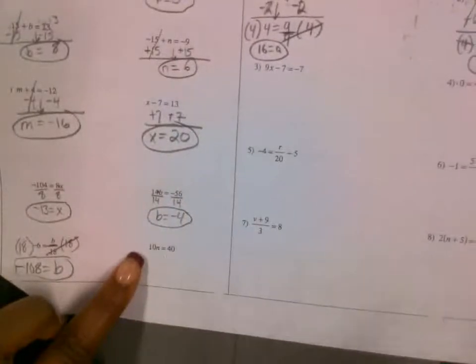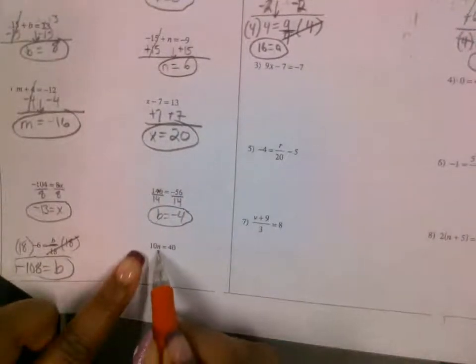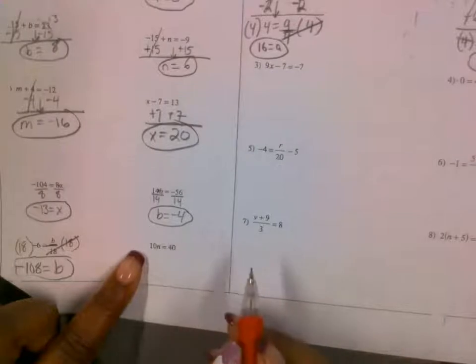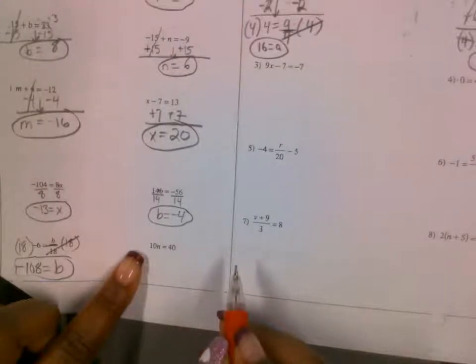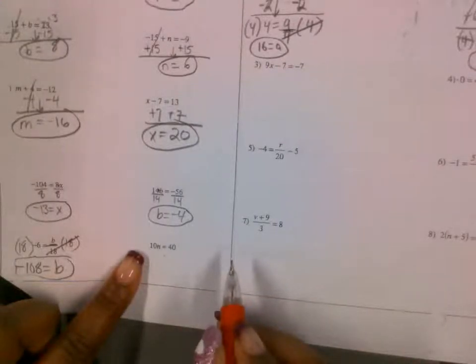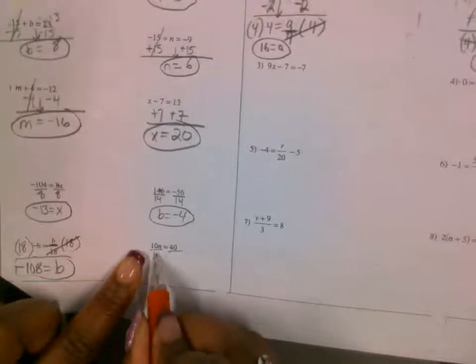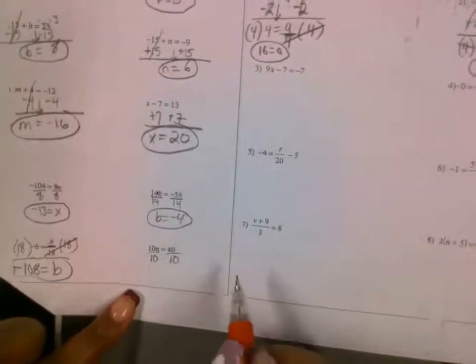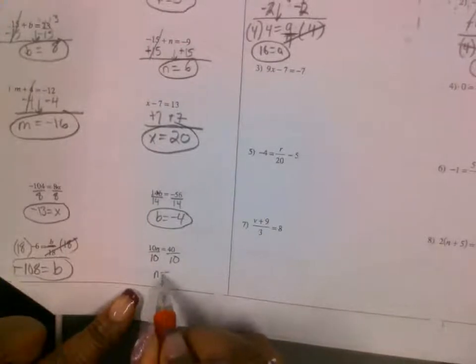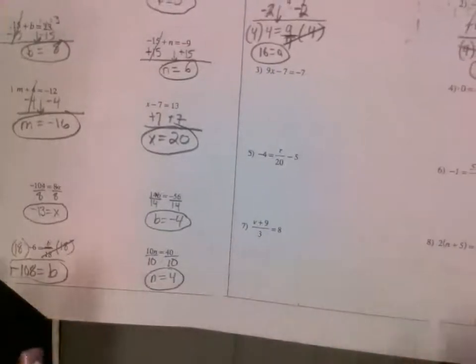Oh, I forgot this bottom one. This bottom one right here, what did we do to get n by itself? Divide it. You're going to divide both sides by 10. That's 4. Very good. Good job, babe.